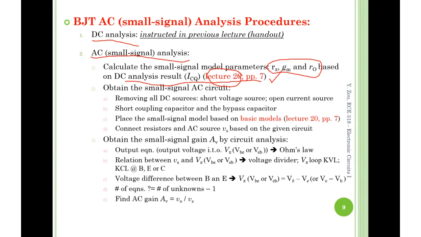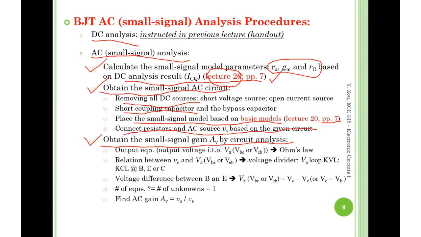Page 7. And then second, you go ahead to find the circuit. Third step is to do the circuit analysis. Same pattern. So step 1, 2, and 3. In step 2, how to find this small signal AC circuit: take care of the DC source, take care of the capacitors. Then you place the small signal model, once again available from page 7, right in the middle of the paper. And then extend the circuit terminal by terminal. Remember this sequence.